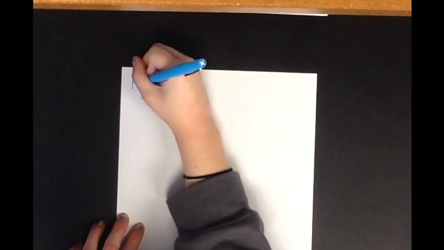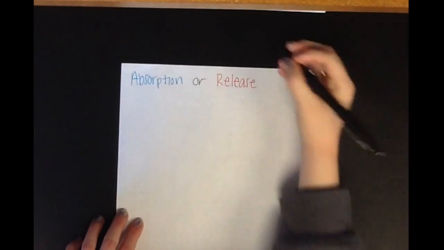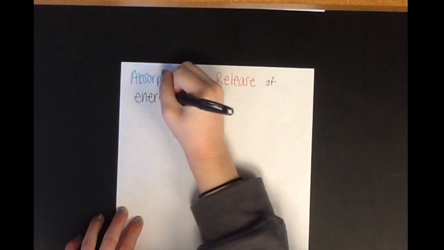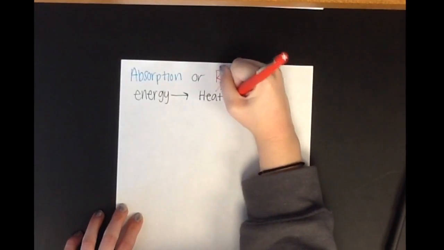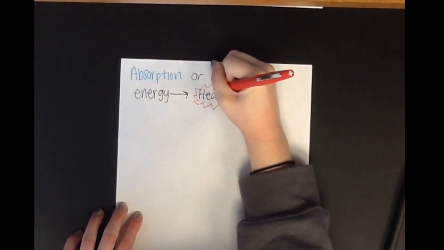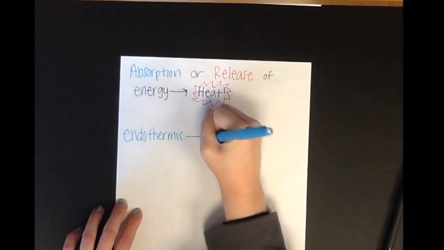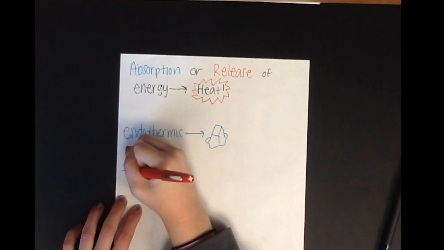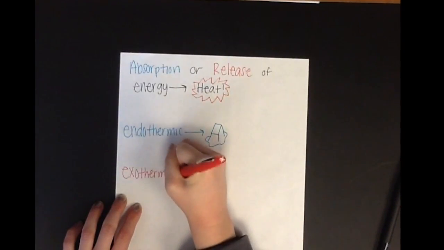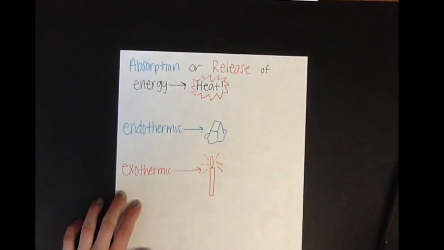Reactions either involve the absorption of energy or the release of energy. In this case, the energy being absorbed or released is in the form of heat. When energy is being absorbed, this is called an endothermic reaction. This is like an ice cube melting after being exposed to high temperatures. When energy is being released, this is called an exothermic reaction. This is like a candle or fire burning and putting off light and heat.